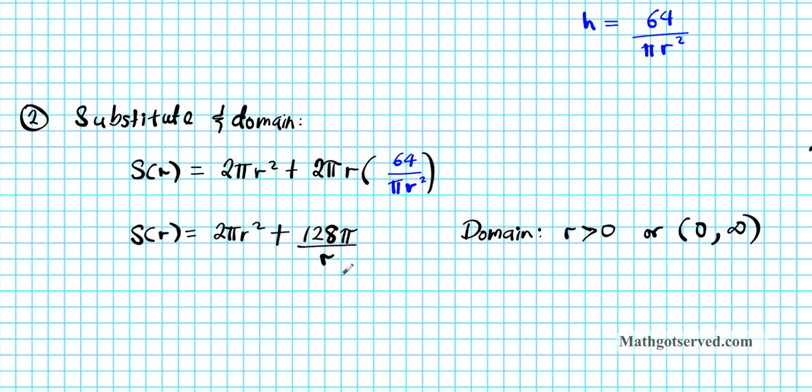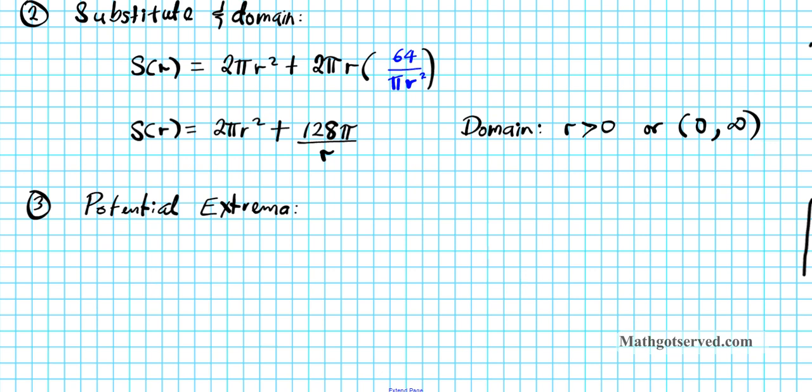All right, so let's write this down. Part 3, potential extrema. Those are going to be your critical points and endpoints, okay? But in this case, since we don't have endpoints here, for our potential extrema we're just going to be looking for the critical points, okay? Critical points. All right, now let's find a critical point here.